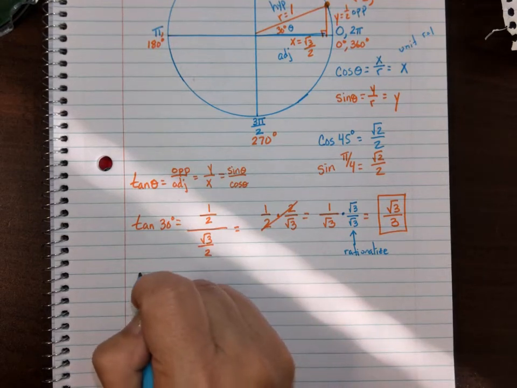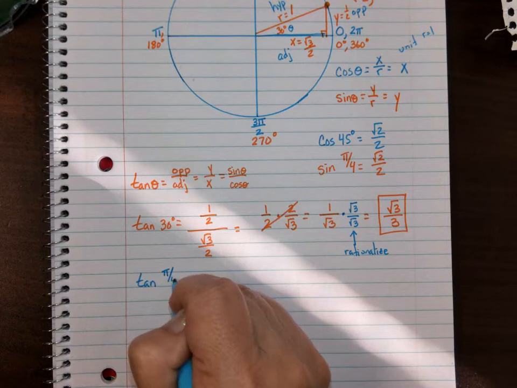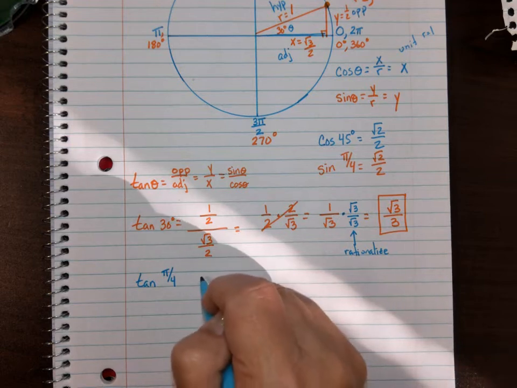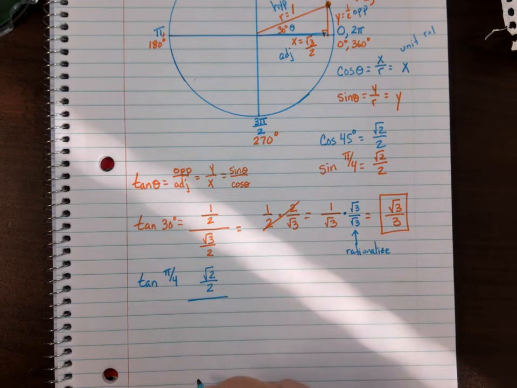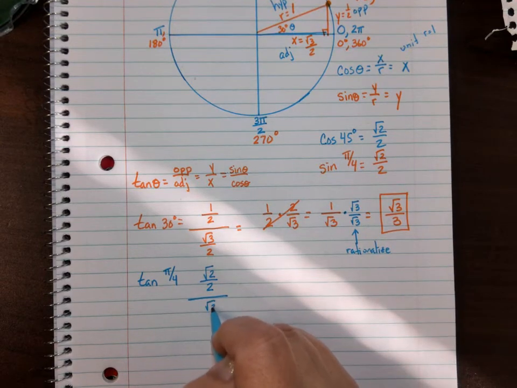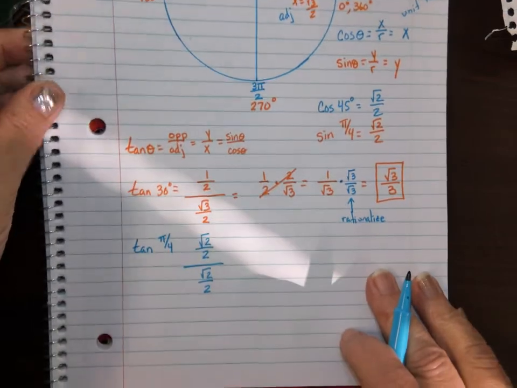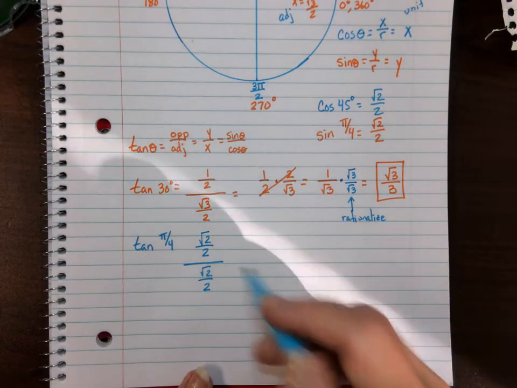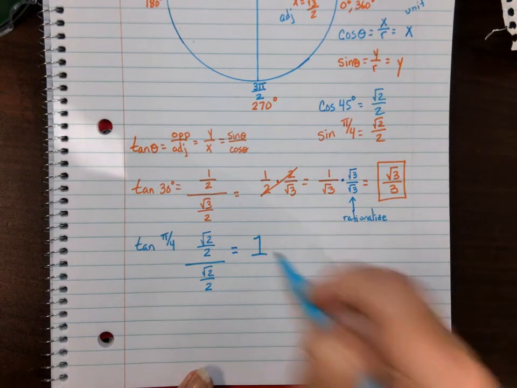All right, let's look at the tangent for pi over 4. That's going to be sine over cosine. So it's going to be square root of 2 over 2 divided by square root of 2 over 2. Well, what happens anytime you divide a number by its own self? Provided that number is not 0, any number divided by itself is 1.